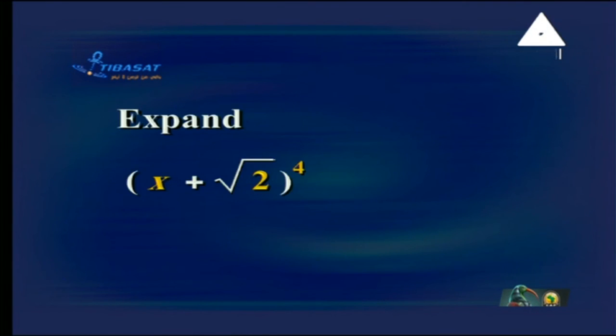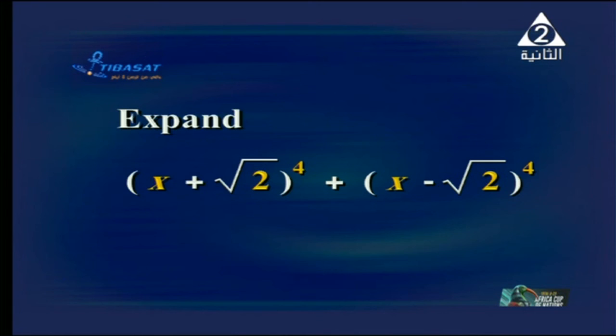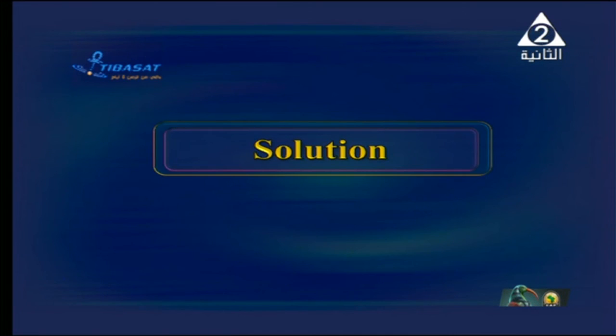Expand (x + √2)^4 + (x − √2)^4. Look, the two brackets are the same, but the difference between them is the sign. First positive, second negative. And the sign between them is positive. What is the rule, my dear student? Look at the solution.